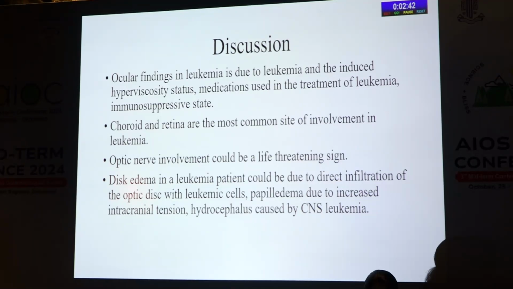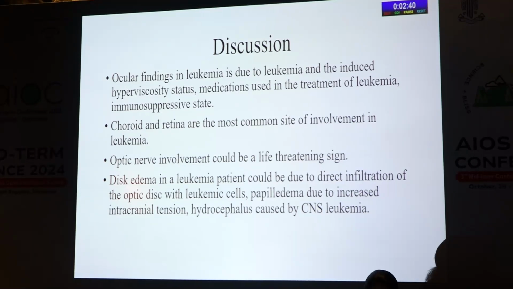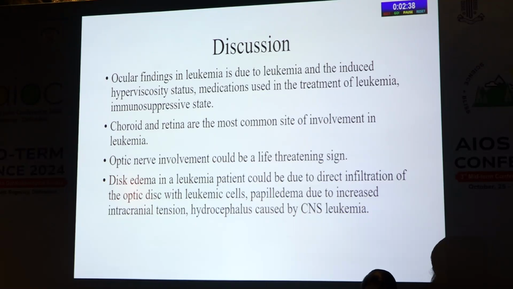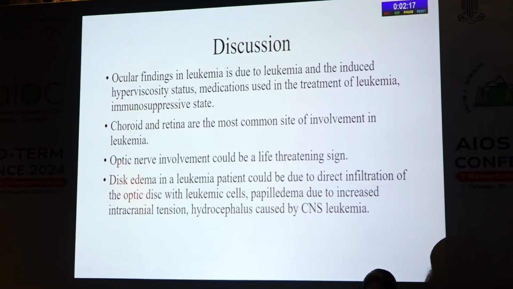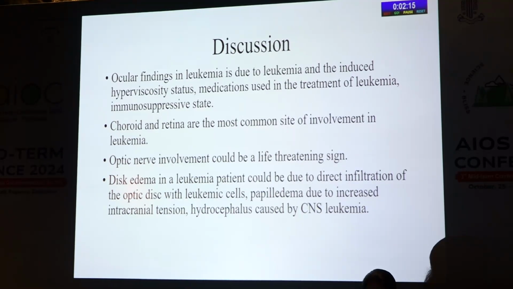Discussion: ocular findings in leukemia are due to leukemia and induced hyperviscosity status, medications used in treatment of leukemia, and immunosuppressive state. Choroid and retina are the most common site of involvement in leukemia. Optic nerve involvement could be a life-threatening sign. Disc edema in a leukemia patient could be due to direct infiltration of the optic disc by leukemic cells, or papilledema due to increased intracranial tension, or hydrocephalus caused by CNS leukemia. These are the causes which can cause disc edema in a leukemia patient.